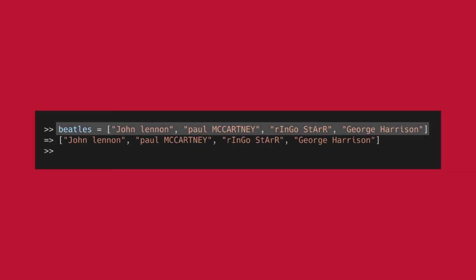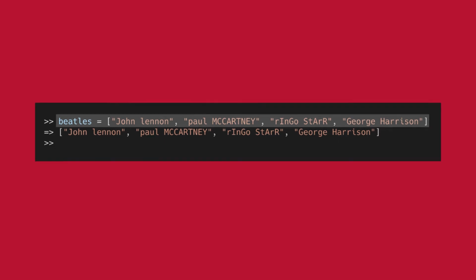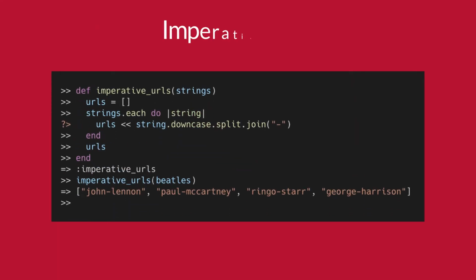So in this example, we're going to use the Beatles. So we have an array, John Lennon, Paul McCartney, Ringo Starr, and George Harrison. And we want to create a corresponding array of lowercase strings and replace any spaces with hyphens. For example, maybe we're using these strings for URLs. The first way we'll accomplish this is with the imperative method. We'll define a method called imperative URLs, where we accept strings as arguments.